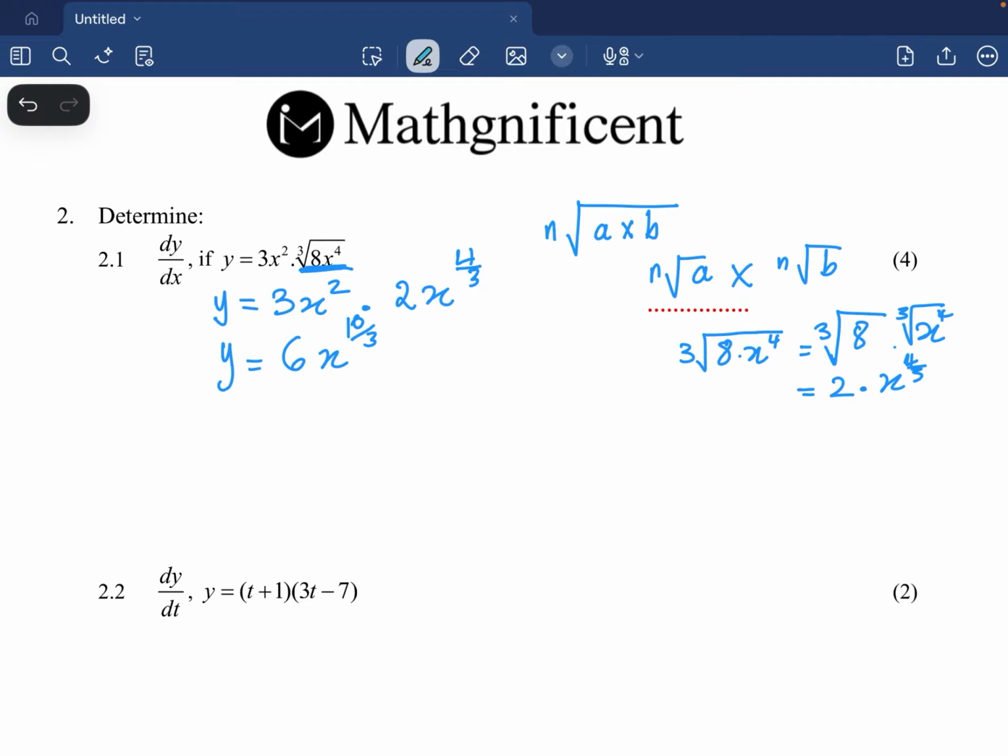So when I differentiate, I write the notation dy/dx is equal to, so remember here we are going to have 6 times 10 here. 6 times 10, which is 60. 60 divided by 3 is going to be 20. So I'm going to have 20, then x to the power of 10 over 3 minus 1. So 10 over 3 minus 1 is going to be equal to 7 over 3. So you can write this as 7 over 3. So that is what we have here when you differentiate this using the power rule.